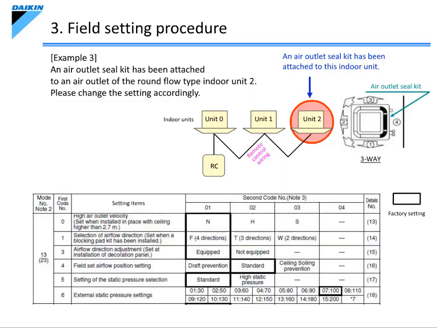Let's take a look at another example to deepen your understanding. When an optional air outlet seal kit is attached to a round flow type indoor unit in order to change the air distribution from round flow to three-way flow, the setting for this unit must be changed accordingly. In this case, since the setting is to be done for only one unit, mode number 23, the number in the parentheses used when changing an individual unit in a group, should be selected. After that, set the first code to 1 and the second code to 02.